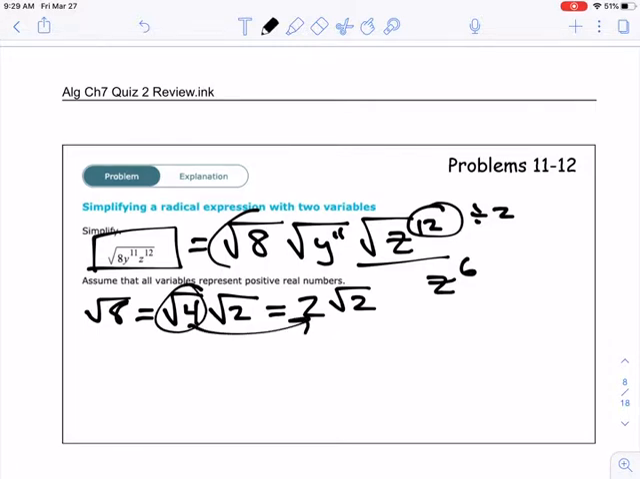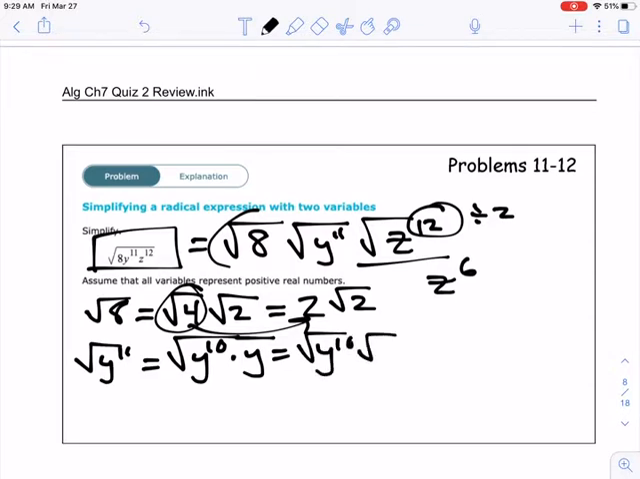All right, and then for y to the 11th, remember what we do is we rewrite it and we go down to the nearest even number. Well, the nearest even number from 11 that's below it is 10. So we go to y to the 10th times y. And then you think of that as square root of y to the 10th times square root of y. And then the square root of y to the 10th is, seeing as it's an even number now, you divide that by 2, and that gives you 5. So you get y to the 5th power times the square root of y.